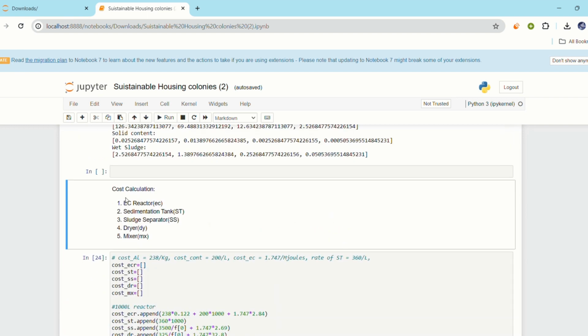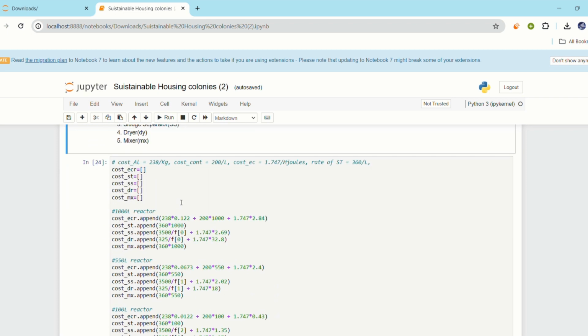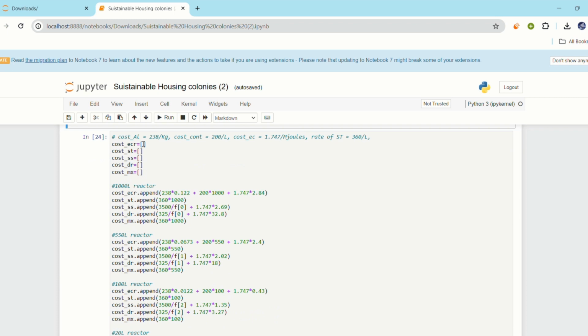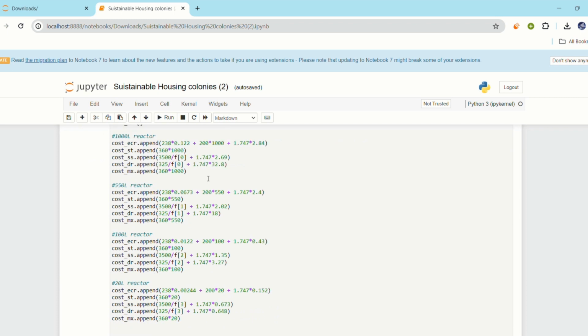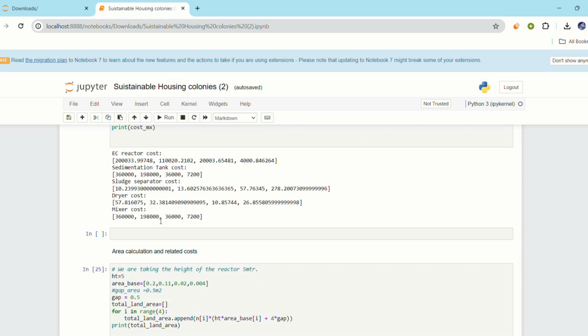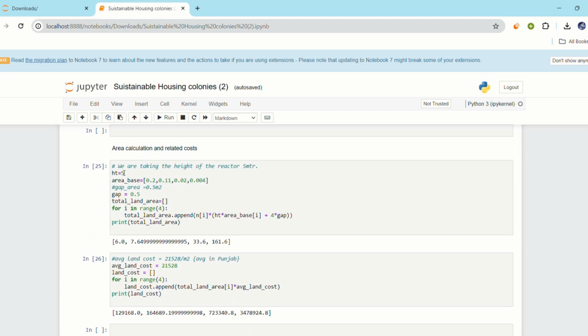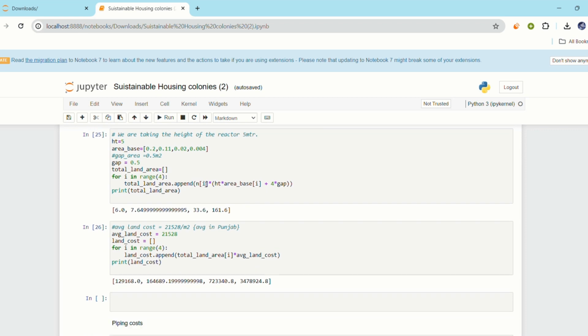Now we have calculated the cost of different reactors involved in the entire process, like the electrocoagulation reactor, sedimentation tank, sludge separator, dryer and mixer. I have already mentioned the values here in comments, and these are calculated for all the 4 kinds of reactors of different capacities. We also did the area calculation, the land area on which the plant will be set up. We have taken the average height of the reactor as 5 meters, and the area of the base is shown here. The total land area for all the 4 kinds of reactors is calculated here.